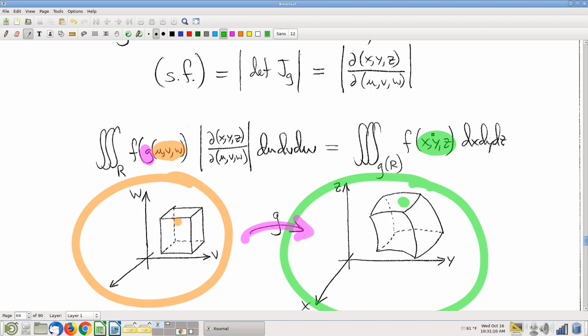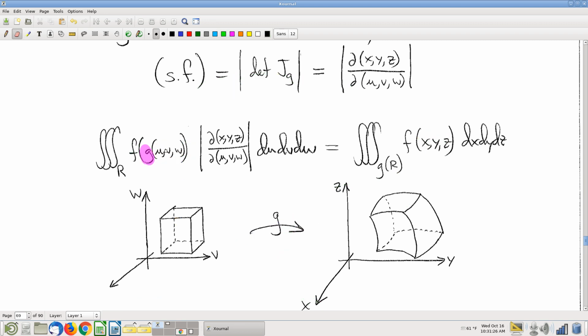Right? We already know XYZ is G of UVW. So plug that in. There you go. We've gotten rid of some of our X's, Y's, and Z's and turned them into U's, V's, and W's. The plugging in will always be just plug in. Right? The big question, of course, is what to do with the volume, right?